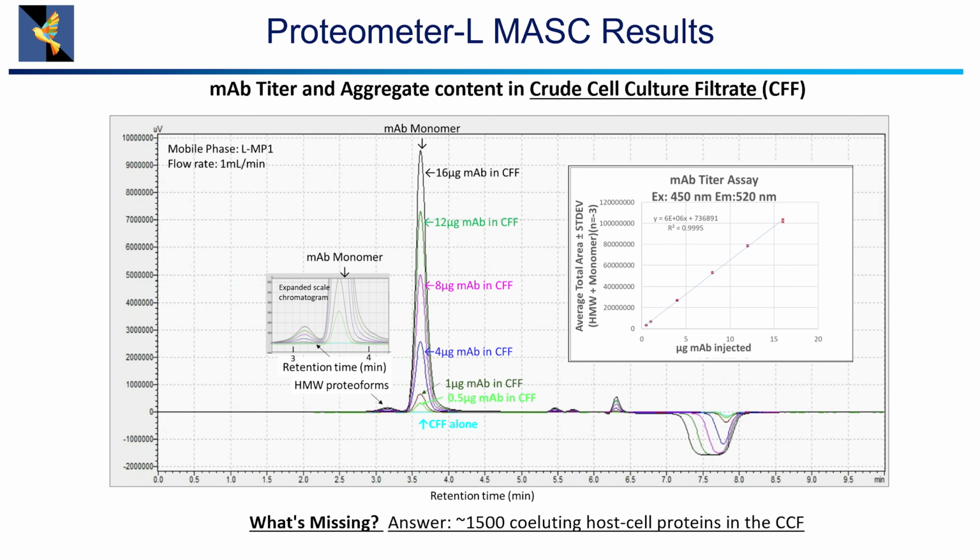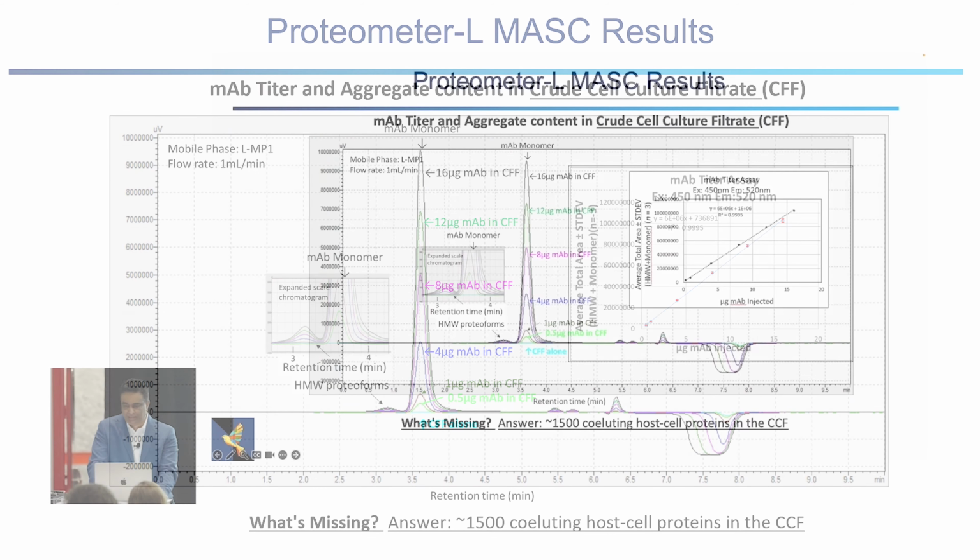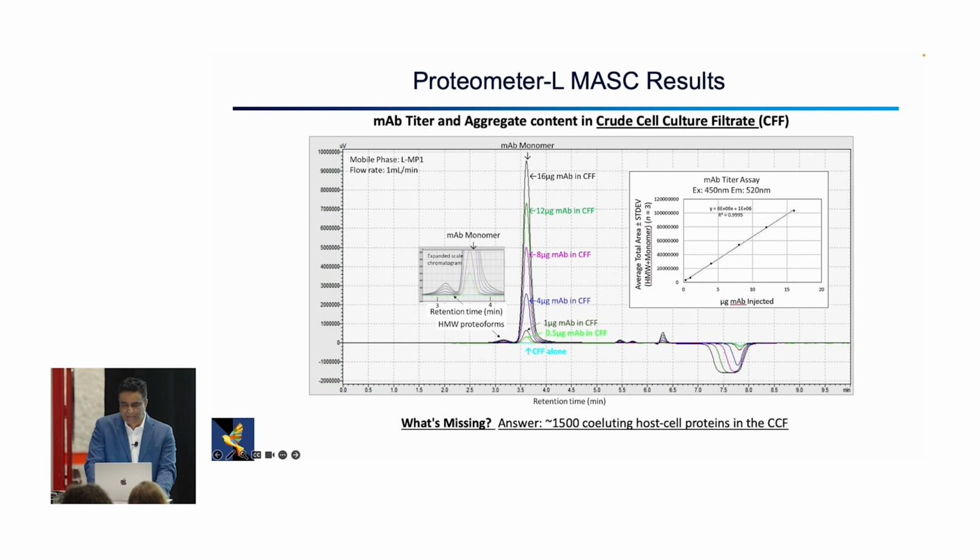Not only can we obtain the monomeric species, to your left-hand side you see the inset of the higher molecular weight proteoforms. So we can determine both the titer using a calibration of different concentrations of the monoclonal antibody, as well as the aggregation amounts that are found in these samples. And to your right, you see a negative dip in the baseline, and that is when the fluorophore elutes out of the column. So I'll get into the details of seeing that negative dip. That is important to note in the things that I'm going to describe later.